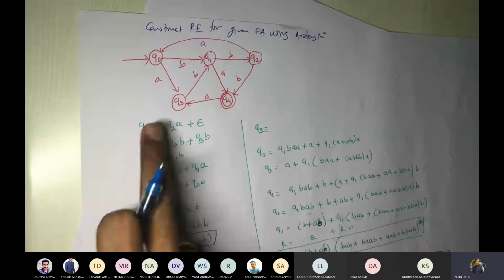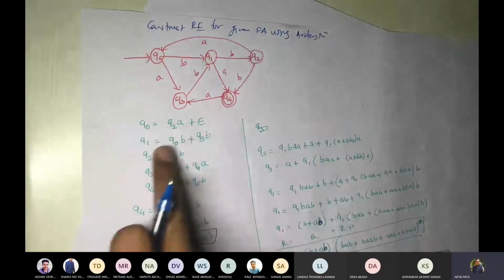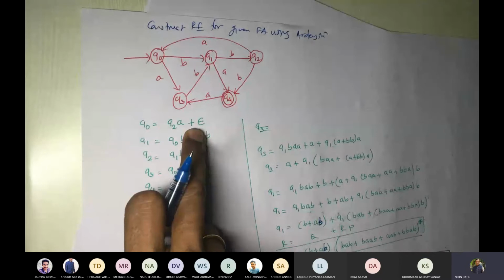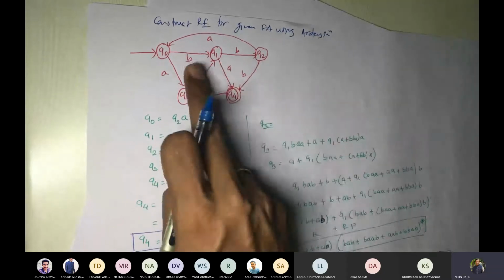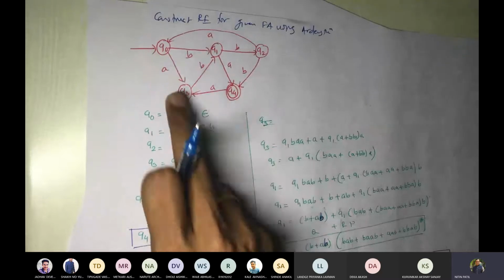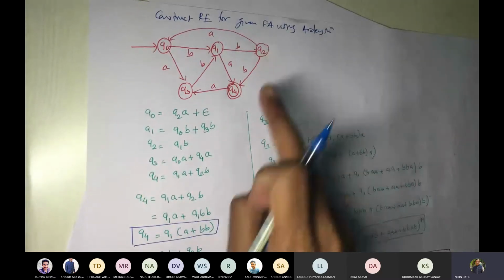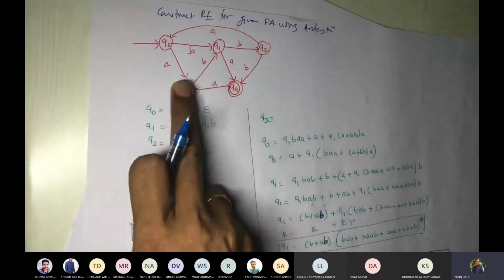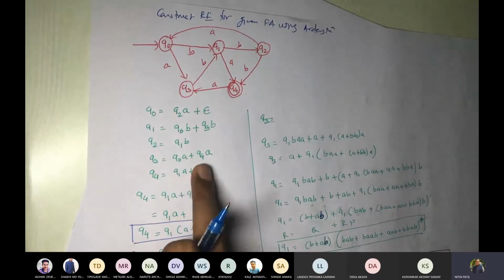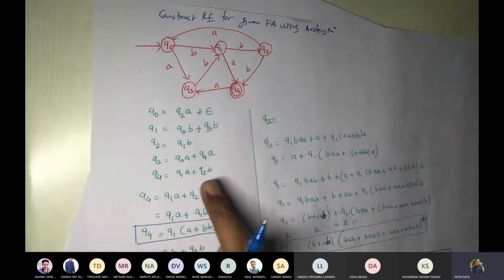You write Q0. Try to concentrate on which are the incoming transitions. So you take Q2 with A, as it is the initial state, so epsilon needs to be added. Q1 again has two incoming transitions, from Q0 and Q3, with B. Q2 has only one incoming transition, from Q1, Q1B. For Q3 there are two transitions, Q0A and Q4A, and for Q4 two incoming transitions, from Q1 and Q2 with A and B respectively.